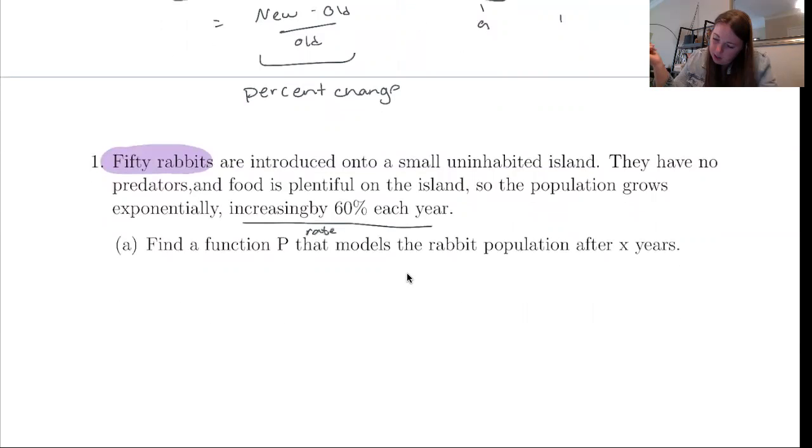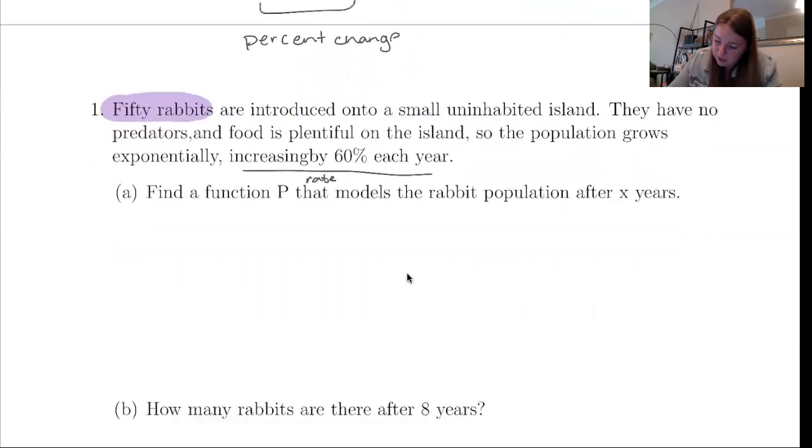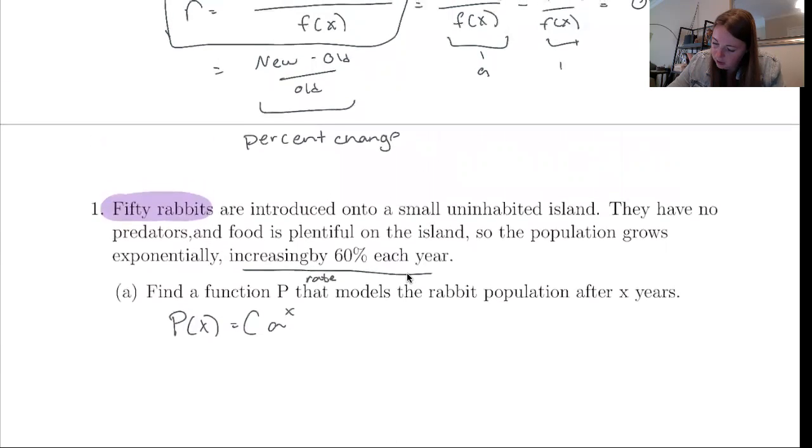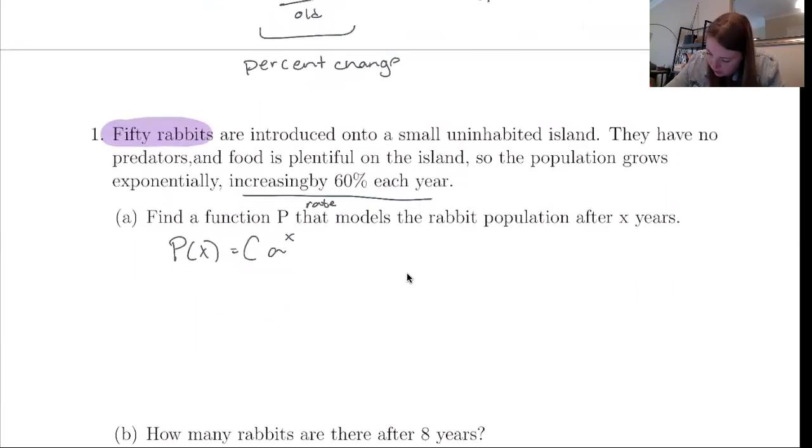Underline, I'm going to put rate. So increasing by 60% each year. So find a function p of x that models the rabbit's population after x years. Okay, so I start with 50 rabbits. So c equals 50. Great.